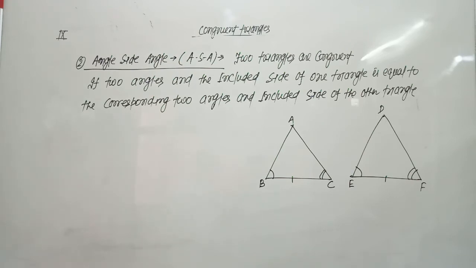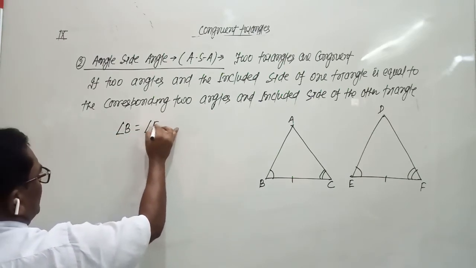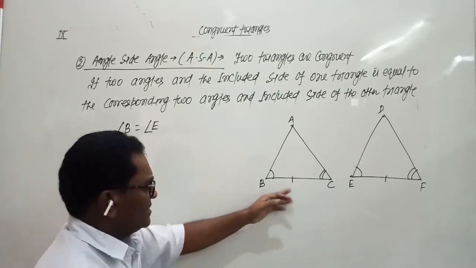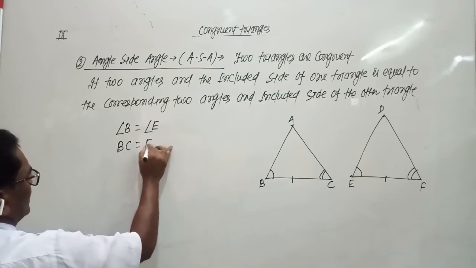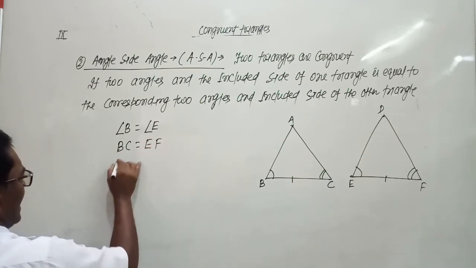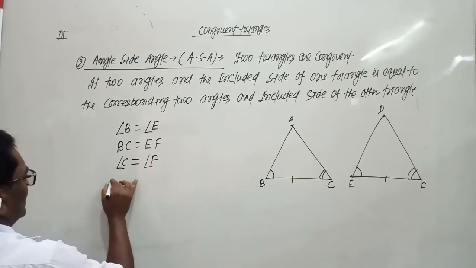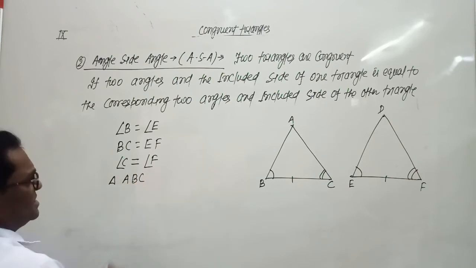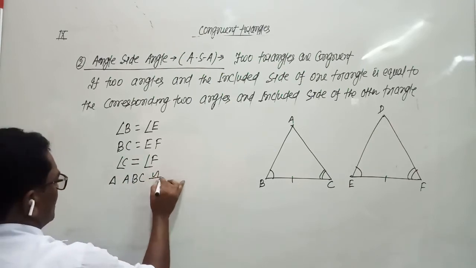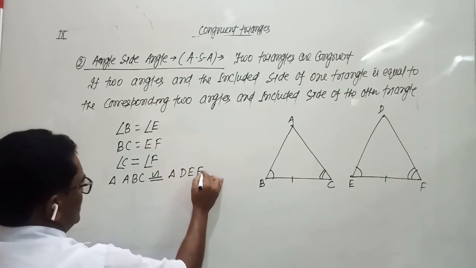So if angle B equals angle E, and the included side BC equals EF, and angle C equals angle F, then triangle ABC is congruent to triangle DEF.